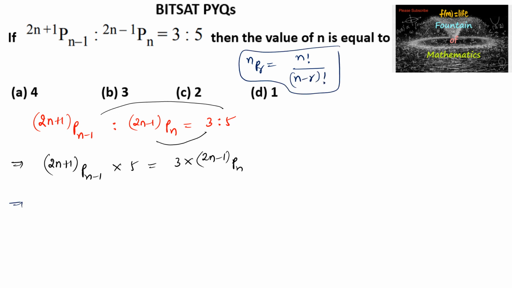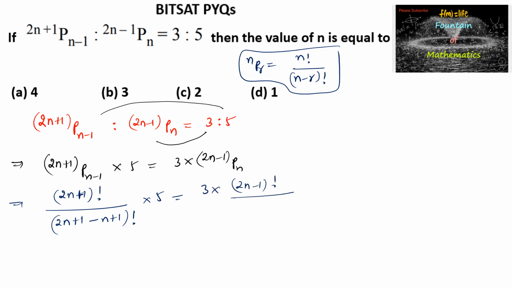So we can write (2n+1) factorial upon (2n+1 minus (n-1)) factorial into 5 is equal to 3 times (2n-1) factorial upon (2n-1 minus n) factorial. On simplifying, we can see that on the left side 2n+1 and on the right side 2n-1. So 2n+1 is the bigger number, so it can be reduced to 2n-1.